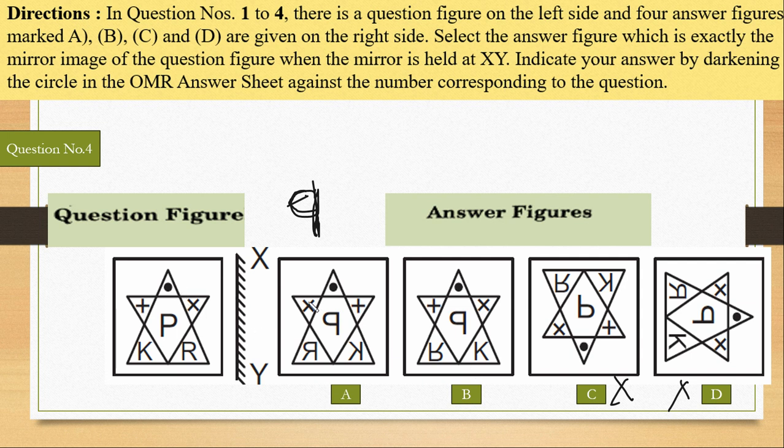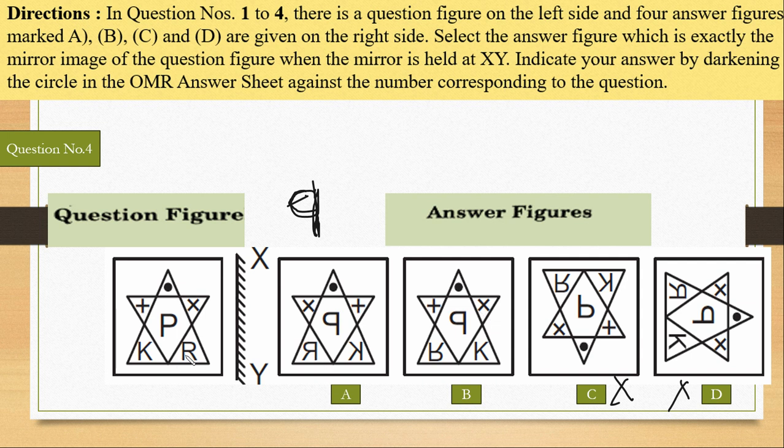The dot is there, and here it is a plus. Let us focus on this part, the cross. Here the cross appears last, so it should appear first in the mirror image. In A it is appearing first. And this plus appearing first should appear last. So it is matching. But in case of B it is not matching, right?